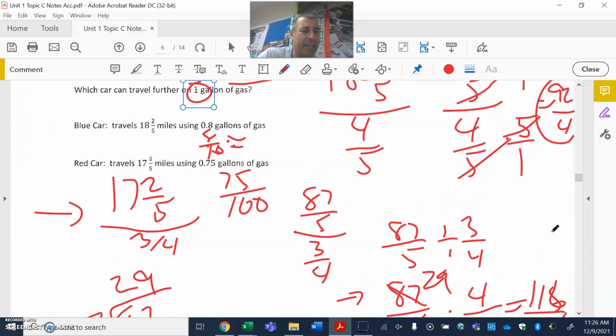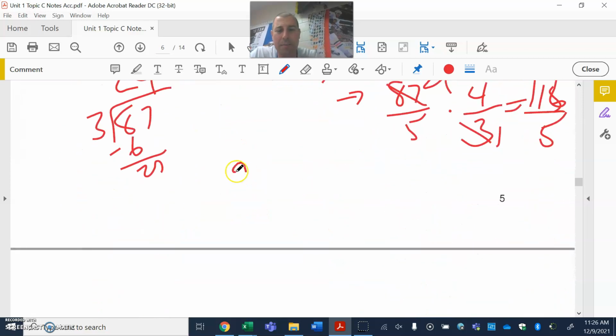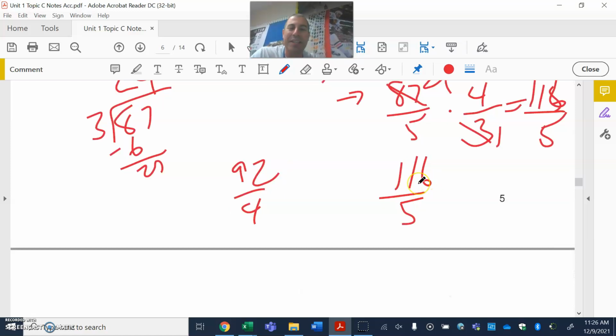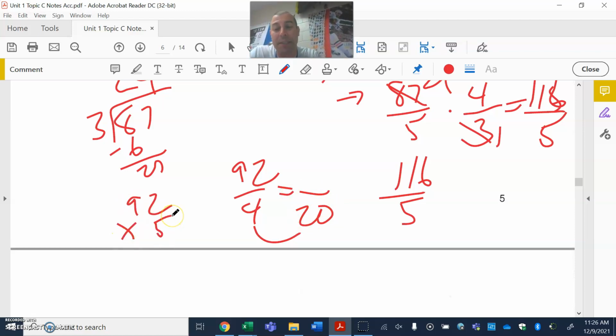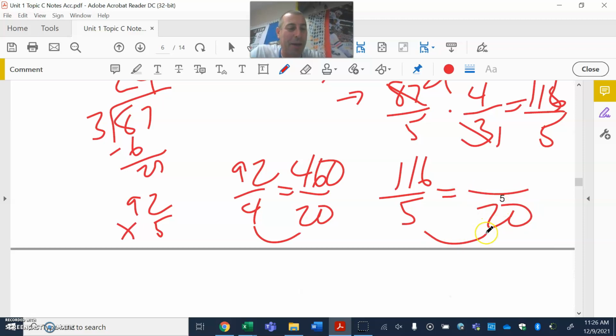We've got to compare. So I have 92/4, and I've got 116 fifths. If I am going to compare, I want the same denominator, so that's my 20. We're timesing it by 5. So I have to do 92 times 5: put down the 0, carry the 1, there's your 460. And I need to multiply by 4, so I've got to do 116 times 4.